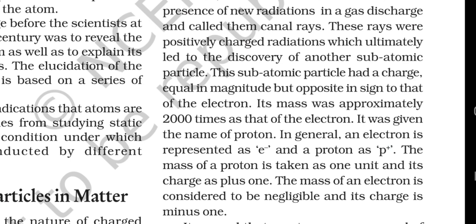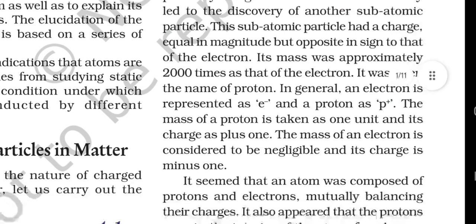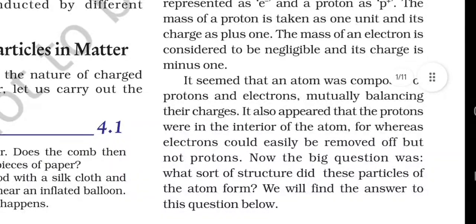It seems that an atom was composed of protons and electrons. What does this mean? The atom is not divisible, that is final. But the parts of the atom are made from protons and electrons mutually balancing their charges. So these protons and electrons balance each other.